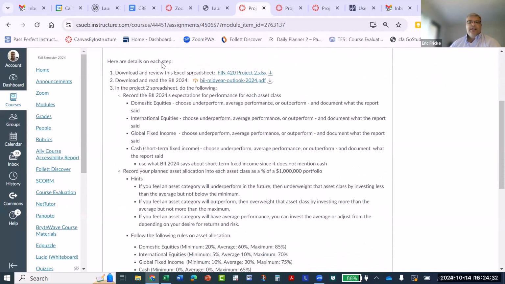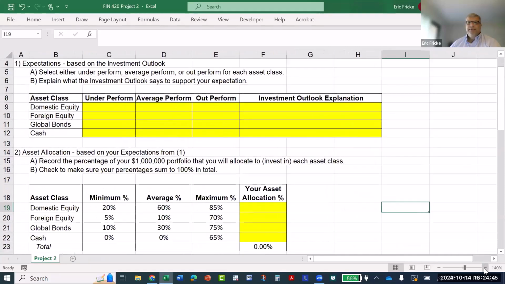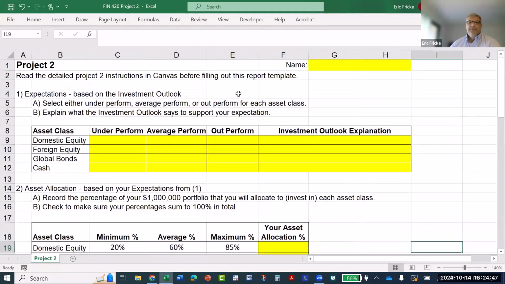So let's first off take a look at the spreadsheet, and you can click here, and I have it up already. I'm going to open it here, and let me make it a little bigger so it covers more of the screen. Okay, so this is project 2, and the first thing we're going to look at is part of the portfolio planning process from an industry standpoint.